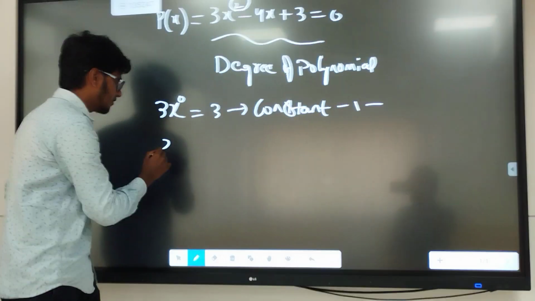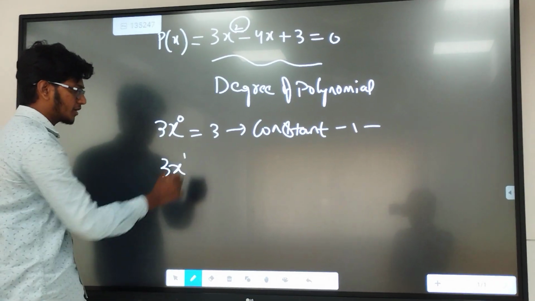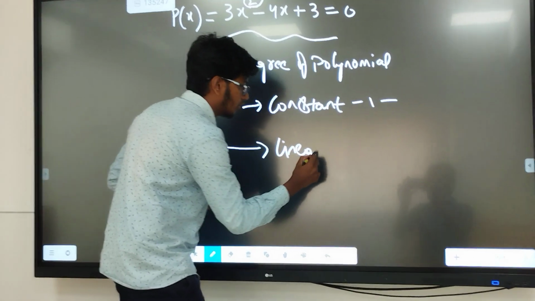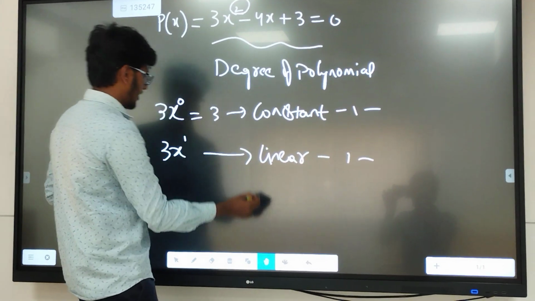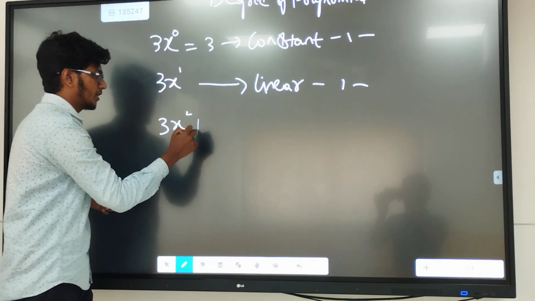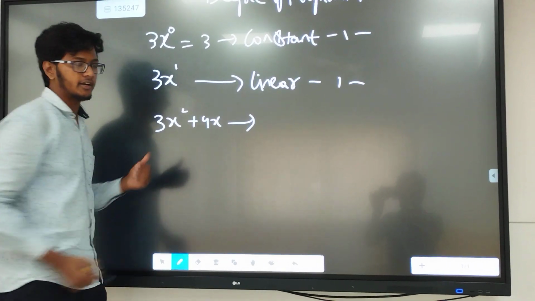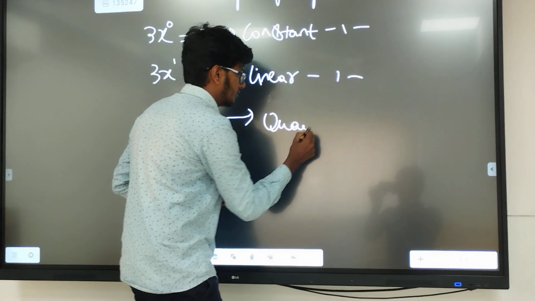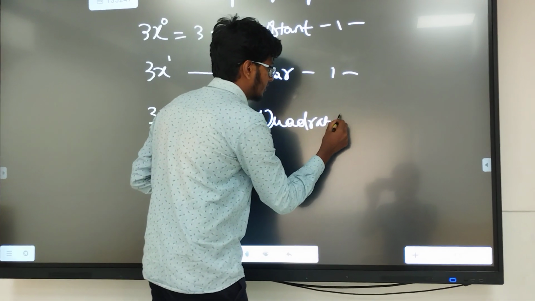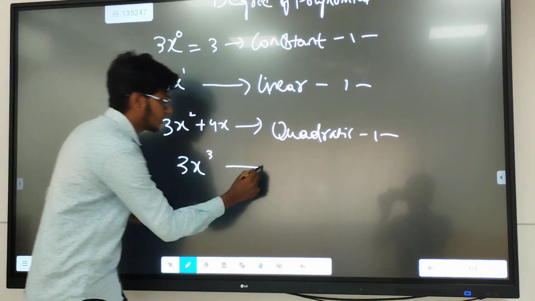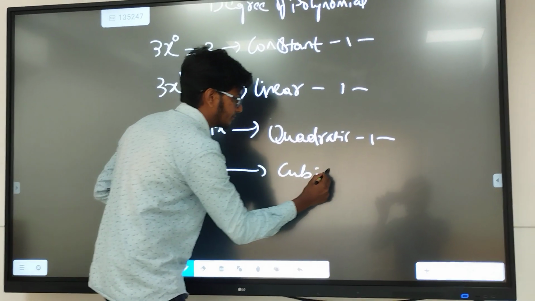Suppose the degree is 1, 3x, same thing, 3x power 1. This type of polynomial is known as a linear polynomial. And next, as usual, 3x square plus 4x plus something, right? Here the degree is 2. This is quadratic. And that's very good. For degree 3, we have the cubic polynomial.